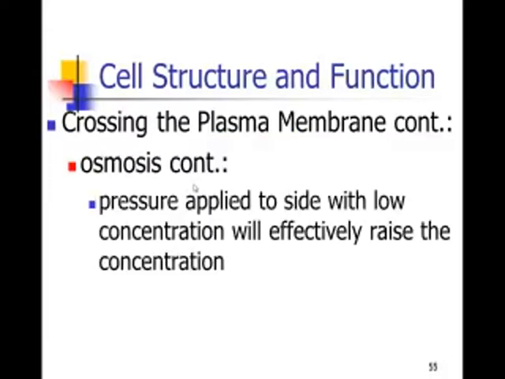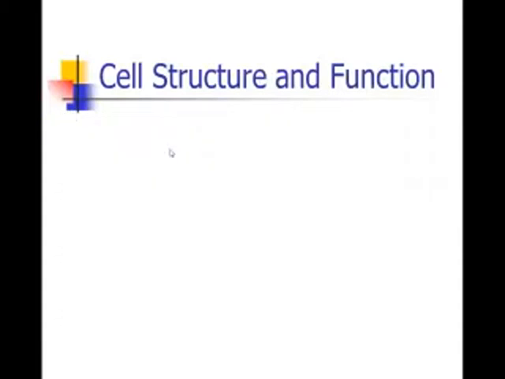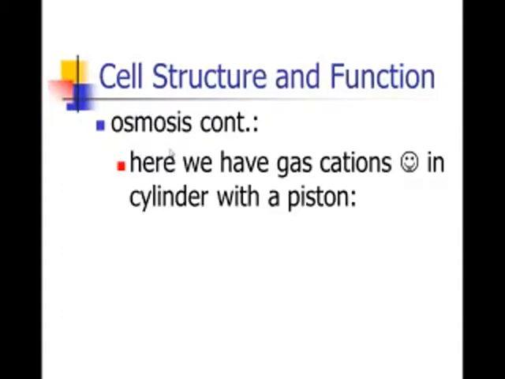Okay, so here's kind of an interesting thing. If you apply pressure to the side of the membrane, or the material on the side of the membrane with low concentration, that pressure basically compresses the material and effectively raises the concentration. So I've got a slide to show you this. If you get that pressure high enough, it will stop net diffusion, and that amount of pressure that you're applying is called the osmotic pressure. When we get to blood, we'll be talking about osmotic pressure.